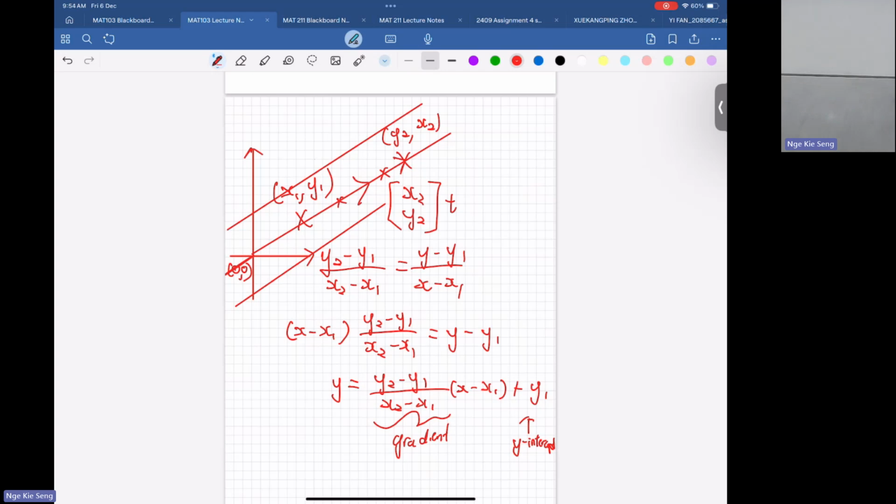So, for example, these three lines have the same direction. But how do you differentiate these three lines? Sorry? Cancel V0, what does it mean?